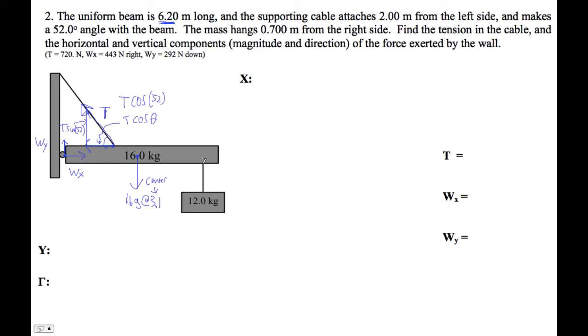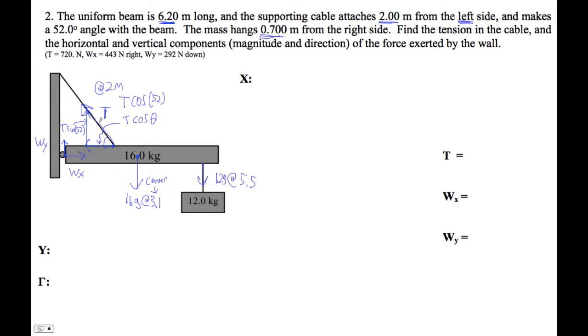And then, of course, the force of gravity of this guy is going to be down here. Okay, so we got 12G at, how far is it? Let's see, 0.7 meters from the right side. So this is like higher math, right? If it's 0.7 from the right side, that means it's 6.2 minus 0.7, which is 5.5 from the left side. Okay, so all of these distances are from the left side. Let's see. The cable is 2 meters from the left side. So this is at 2 meters, right? And I'll always set these up so you can always torque them about the left side.